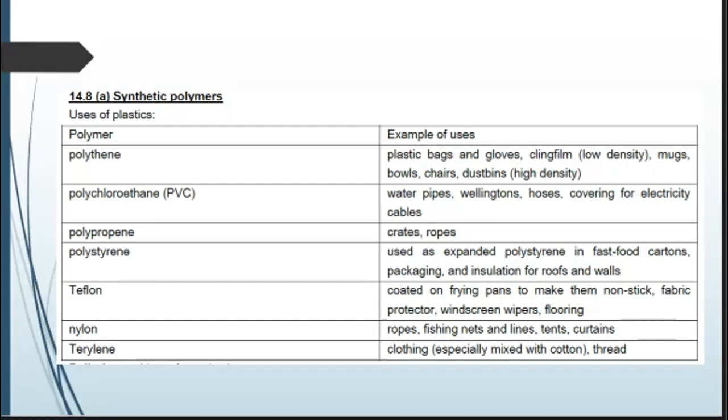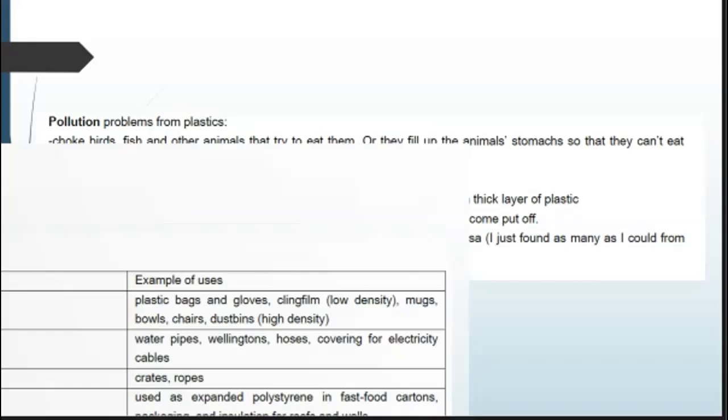Polyethylene is used in plastic bags, in gloves, in cling film, in mugs, in bowls, in chairs, dustbins, and so on. With polychloroethylene, water pipes, Wellingtons, hoses, covering of electrical cables. Polypropene is used in the making of crates as well as in ropes. With polystyrene, it's used as expanded polystyrene in fast food cartons, packaging, and insulation for roofs and walls. Teflon is used as a coating on frying pans to make them nonstick. It's used as fabric protectors, as well as for windshield wipers. Nylon is used for ropes, fishing nets, lines, tents and curtains. And terylene is used in clothing, especially mixed with cotton and thread. Right, those are just some examples of synthetic polymers and their uses.